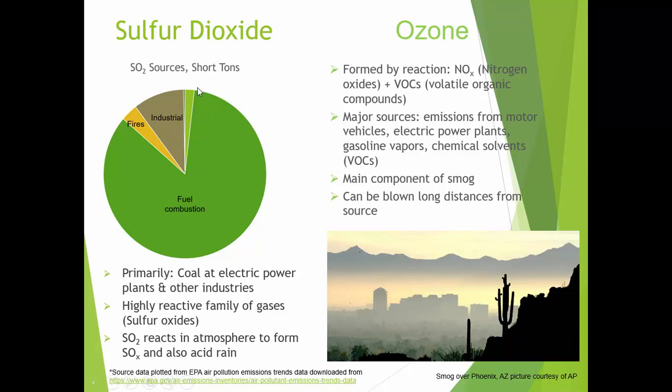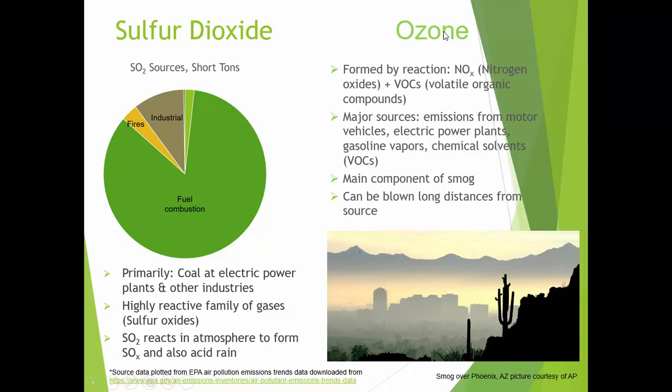Sulfur dioxide, almost all of sulfur dioxide comes from coal-powered electricity generating plants. And so that's more than three-quarters of the pie for sulfur dioxide. So if you get rid of coal-powered electric plants, then you're going to get rid of a vast majority of sulfur dioxide that's going into the air. And why do we care about sulfur dioxide? Because it reacts in the atmosphere to form acid rain and other things. It's a highly reactive compound, or molecule, so it forms other things too.